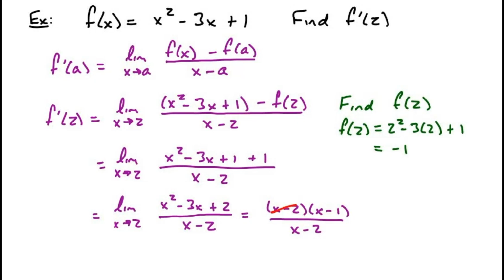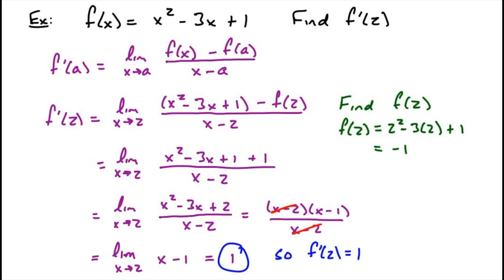We can see that we can cancel out the x minus 2's. Simplifying our expression, we now have the limit as x approaches 2 of x minus 1. We can now plug in 2 accordingly, and 2 minus 1 will be 1, thus telling us that f prime of 2 is equal to 1. And just to translate this conclusion back into language that we're more familiar with, we just found that the slope of the function, the slope of f of x at x equals 2, is equal to 1.